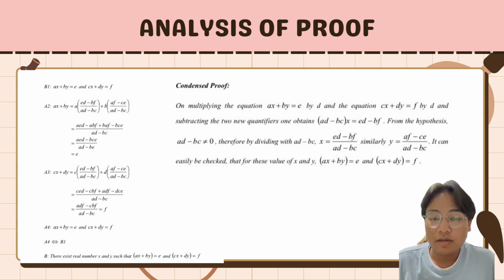Similarly, y equals (AF minus CE) over (AD minus BC). It can easily be checked that for this value of x and y, AX plus BY equals E, and CX plus DY equals F.